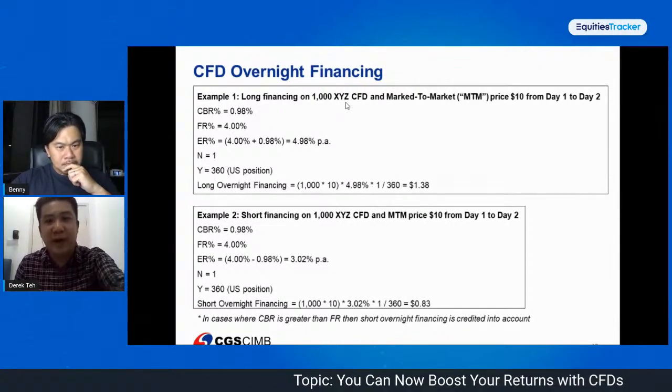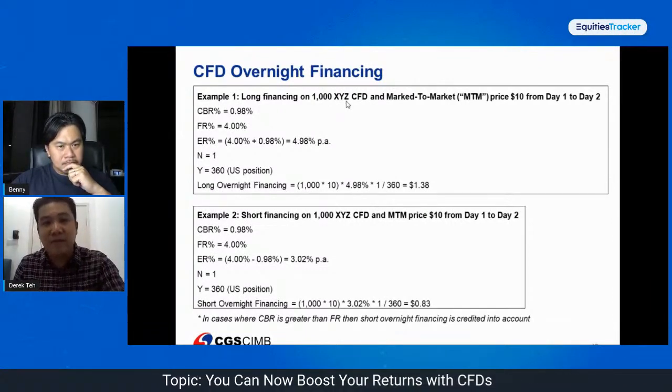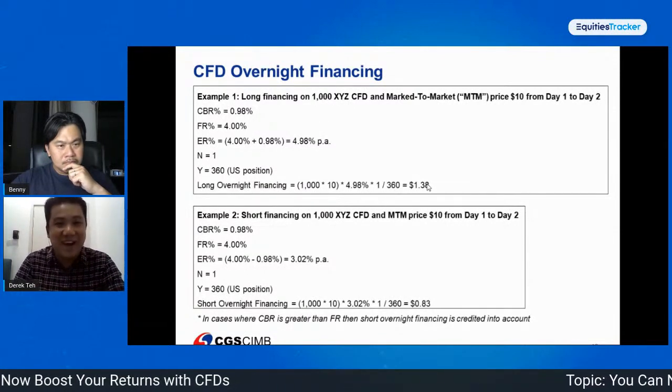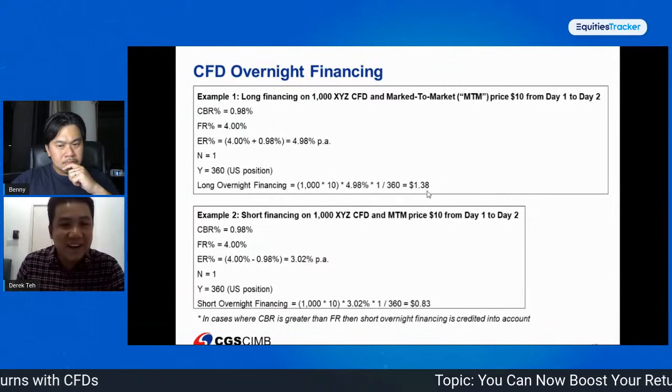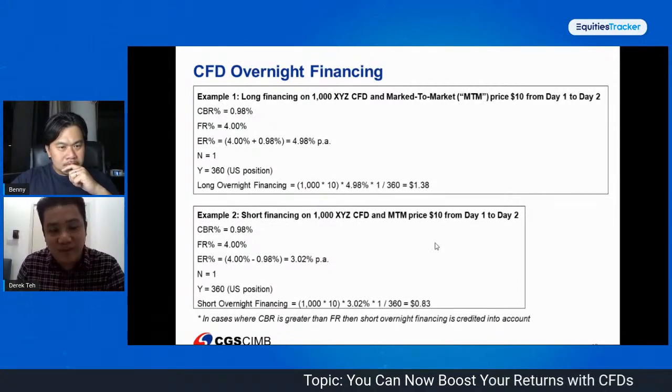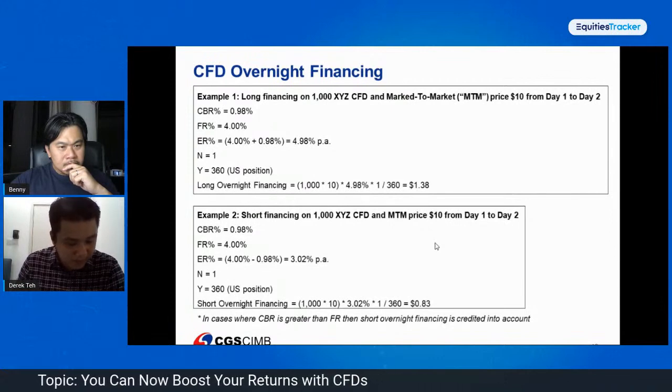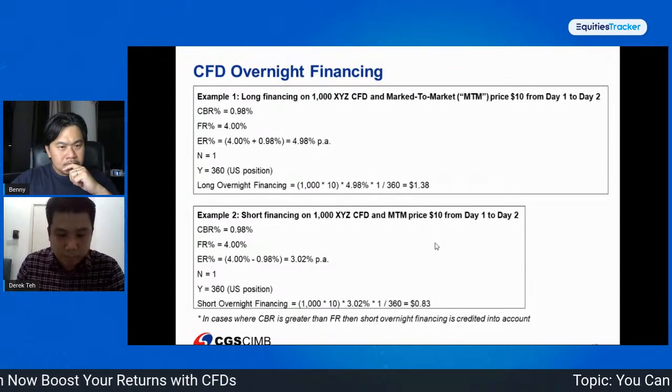So you can see here are the max. You can do this on your own. Because we are rushed on time, I will skip that. Let's see the short position as well in example 2.